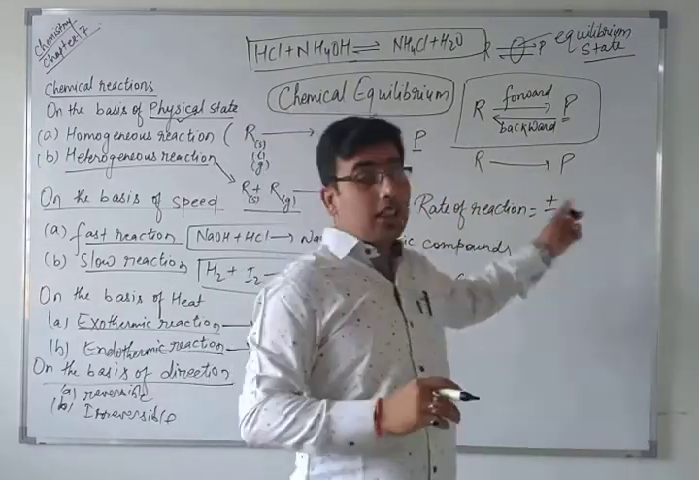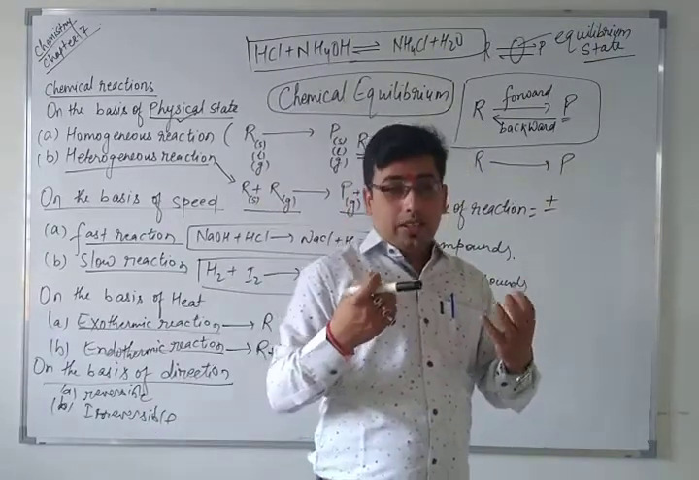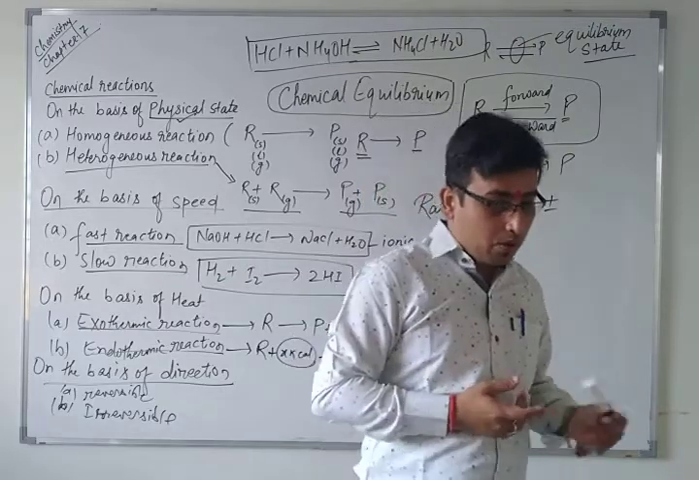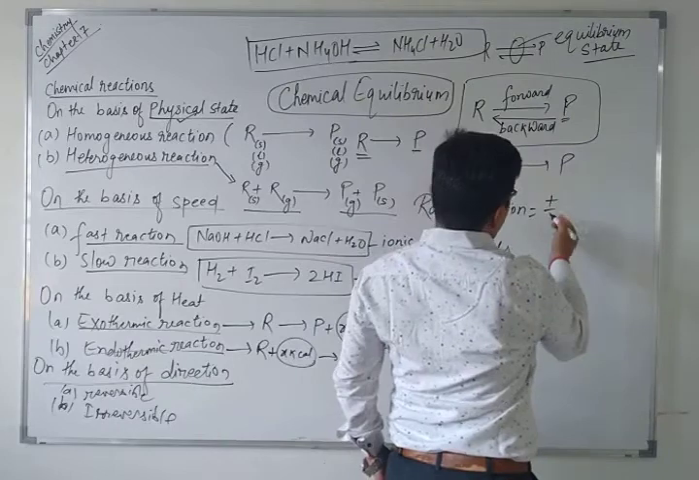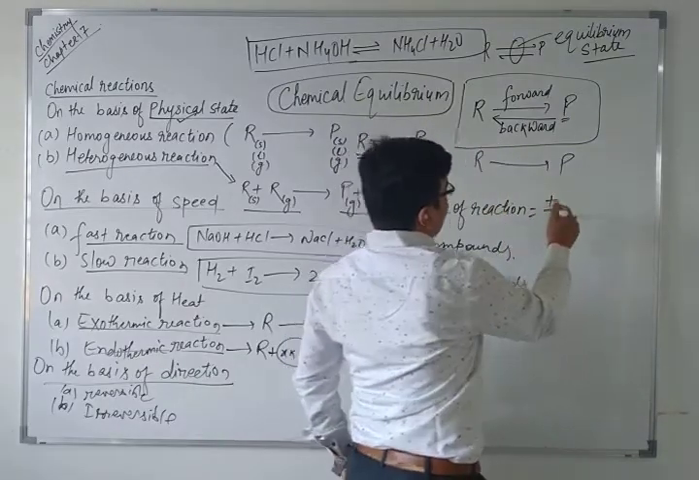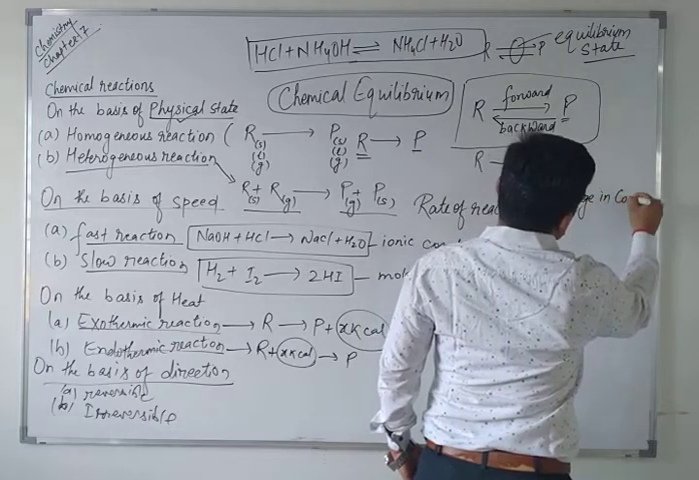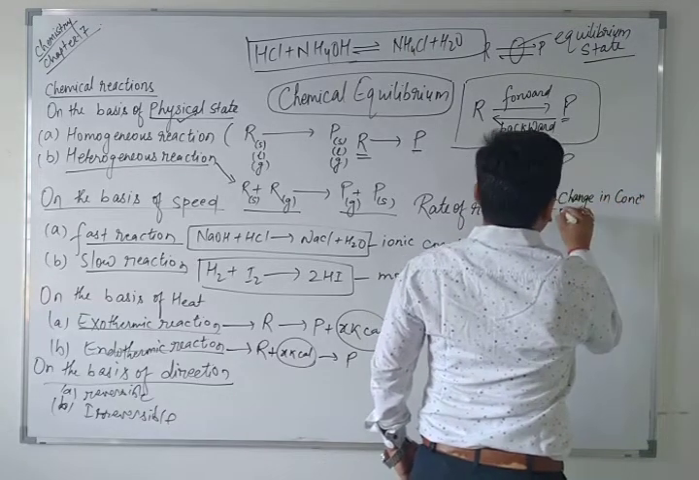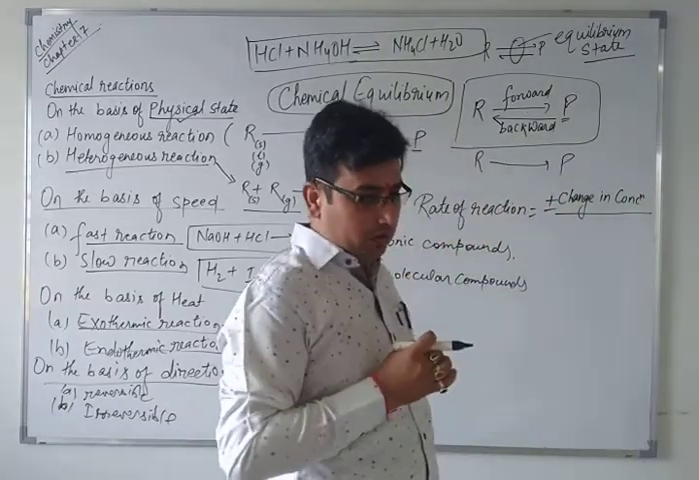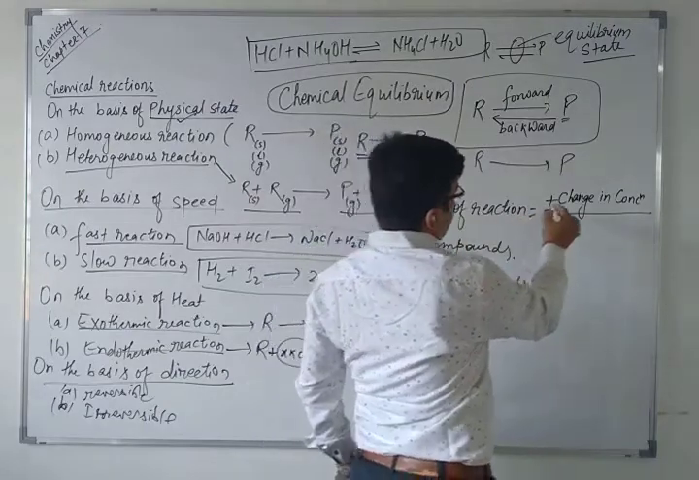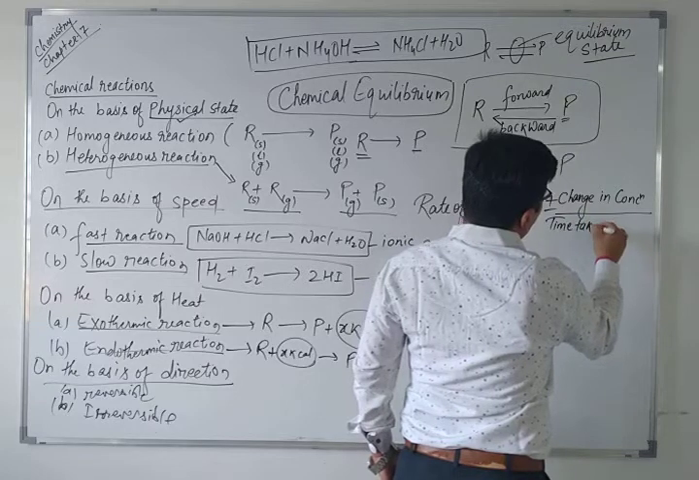Plus minus means the product will gain some rate. So if I talk about the plus minus, there will be a change in product, which will be plus, and the change in reactant concentration will be minus. That's why I am talking about plus minus. Rate of reaction is plus minus change in concentration upon the time taken to change.